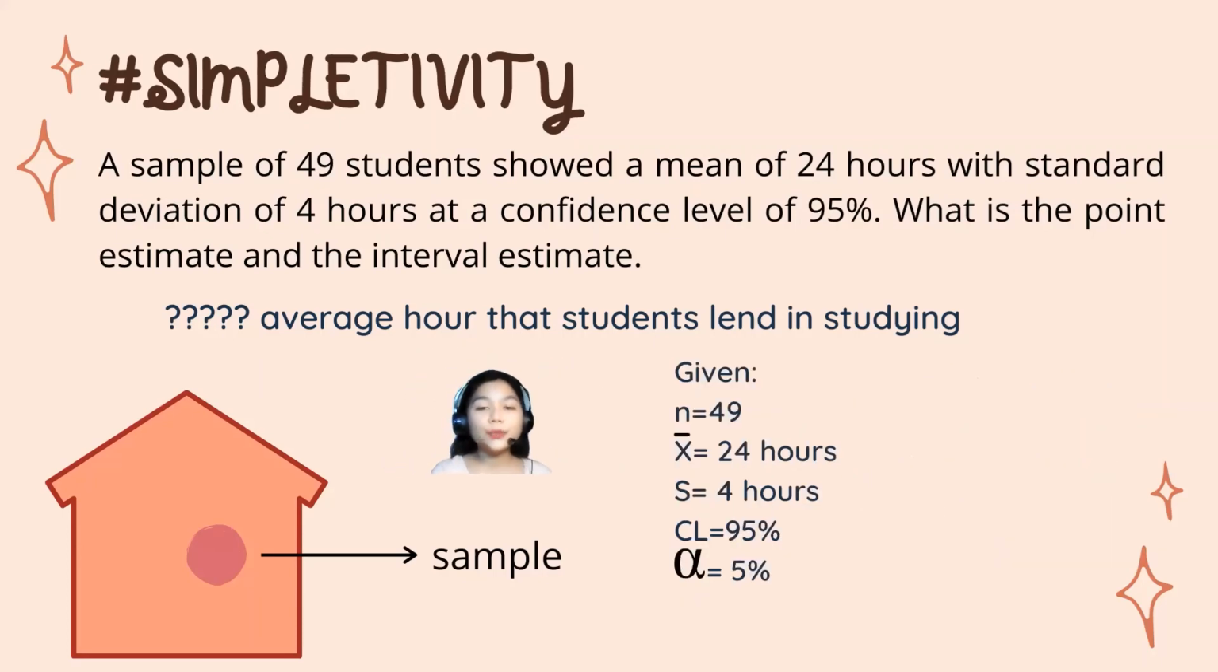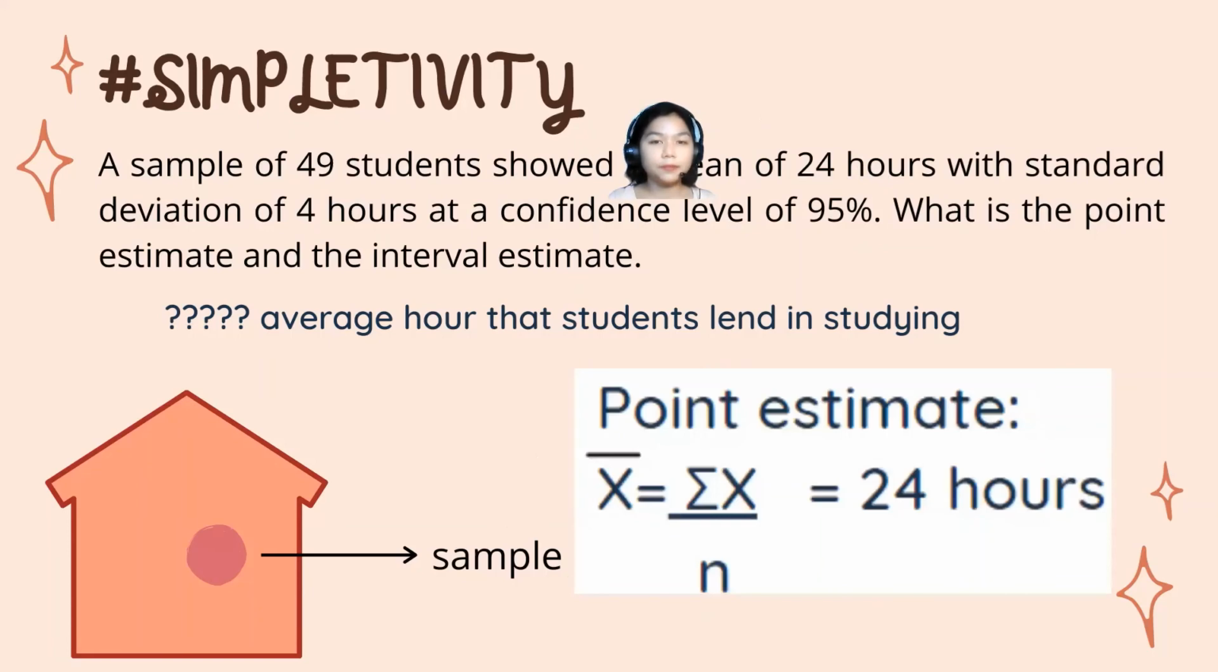So first thing to do is, of course, to write the given. So we have here the sample size, which is 49. The mean, which is 24 hours. Ito po, a mean of 24 hours. Yung S po natin or standard deviation po natin, kasi nga po ito po ay sample, kaya S for hours. Yung ating confidence level ay 95%. Of course, yung ating alpha is 5%. Kasi nga, di ba, 100% minus 95% is 5%. And po yung ating alpha.